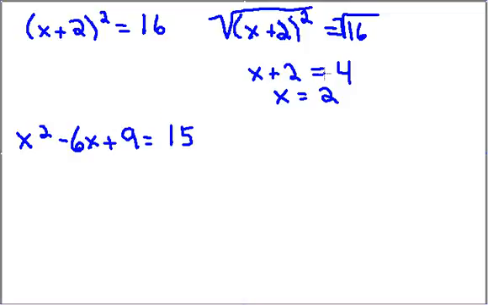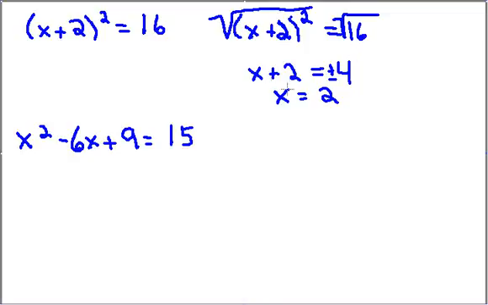However, I made a slight error here when I took the square root of both sides. I said that the square root of 16 was 4. Well, which it is, but that's not the only answer. Remember, I'm supposed to put a plus or minus before it, because the square root of 16 could also be a minus 4. Minus 4 times minus 4 is a positive 16.